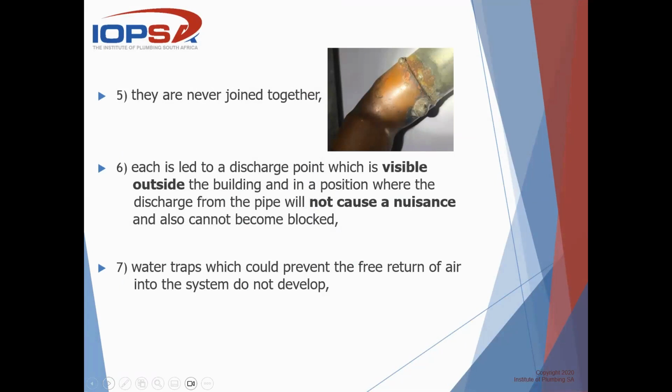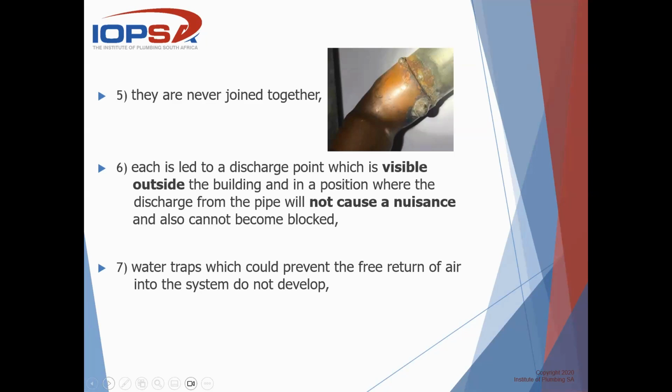So the other thing is that these TP discharge pipes should never be joined. Think about things that we may sometimes come across, where TP and expansion relief and a TP pipe have been joined together, to save on cost, to try and get out at a single discharge point. Well, ladies and gents, it says they are never joined together, and that each is led to a discharge point which is visible to the outside of the building, in a position where the discharge from the pipe will also not cause a nuisance.